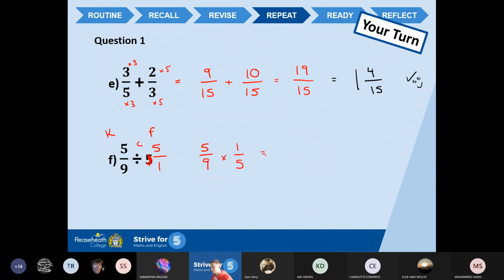5 times 1 is 5. 9 times 5 is 45. Now, let's say it says simplify. What number goes into both 5 and 45? 5 does, yeah, excellent. So we're going to divide the top by 5 and we'll divide the bottom by 5, okay? 5 divided by 5 is 1. And then 45 divided by 5 is 9. Oh my God, I nearly had a brain fart and nearly forgot.